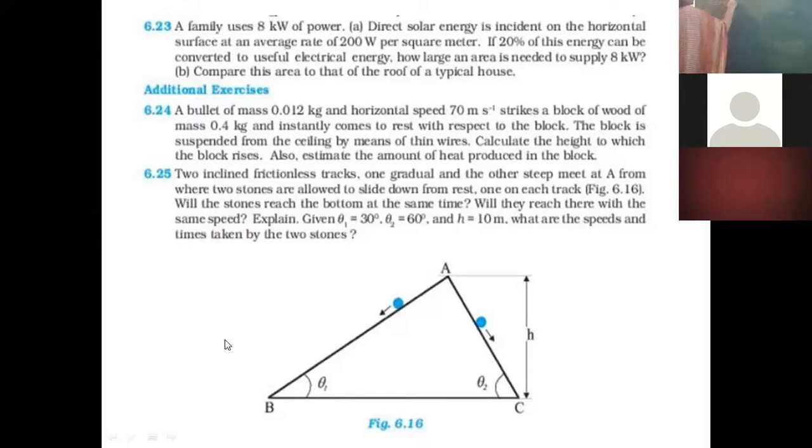Question number 25. Right. So this is the situation. One plane is steeper than the other, right? A point, B point, C point. Two stones are allowed to slide down from point A. Stone 1, stone 2, let us say. Okay. And theta 1 is 30 degree. Theta 2 is 60 degree. The vertical height is the same, though.